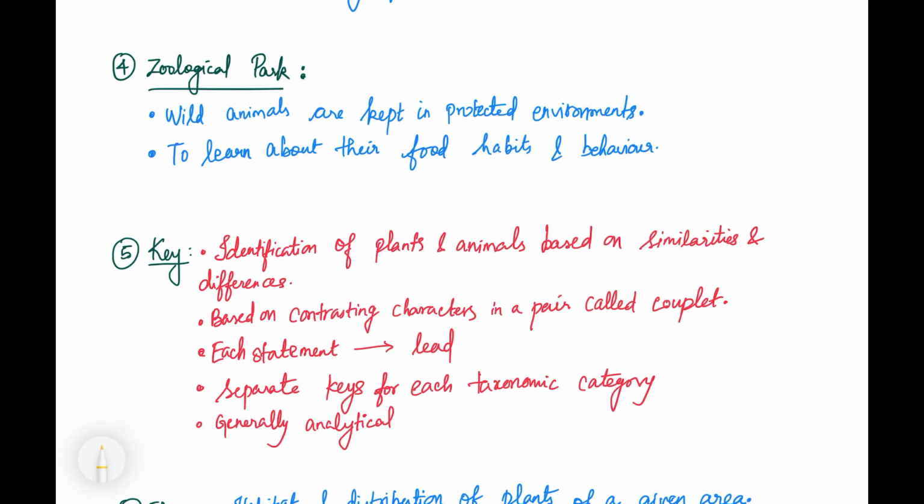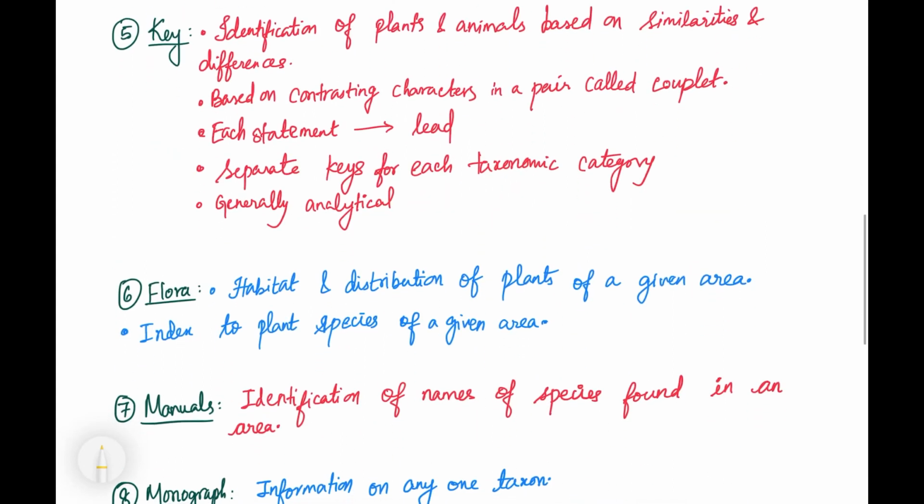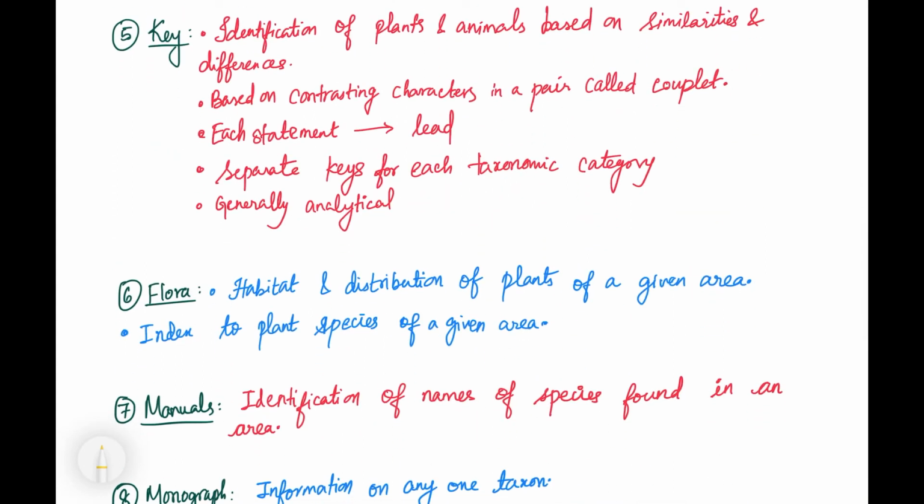To learn about their food habits and behavior, what are we doing? We are just bringing the animals from their native places and we are trying to provide them with a natural habitat, and we are learning about their food habits and behavior. This is a zoo. Okay, and key is for the identification of plants and animals based on similarities and differences, based on contrasting characters in a pair called couplet.